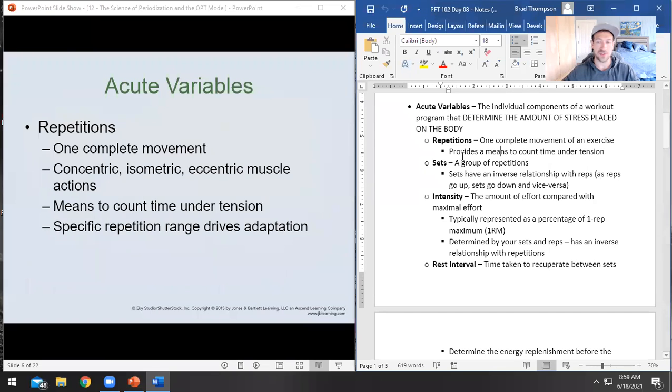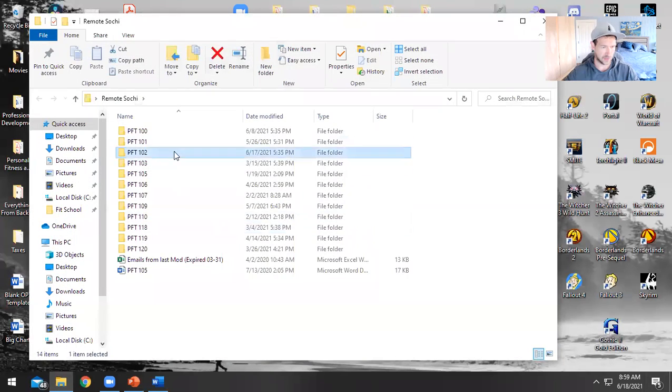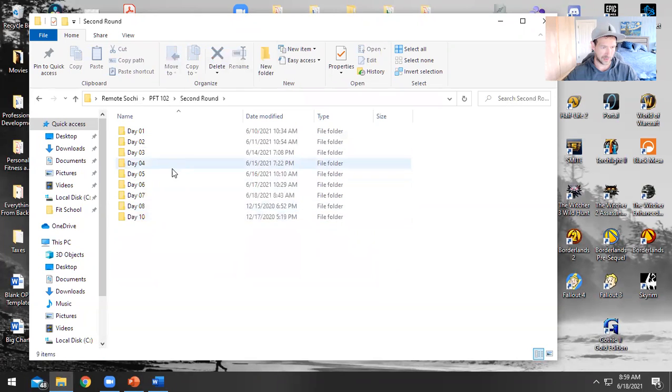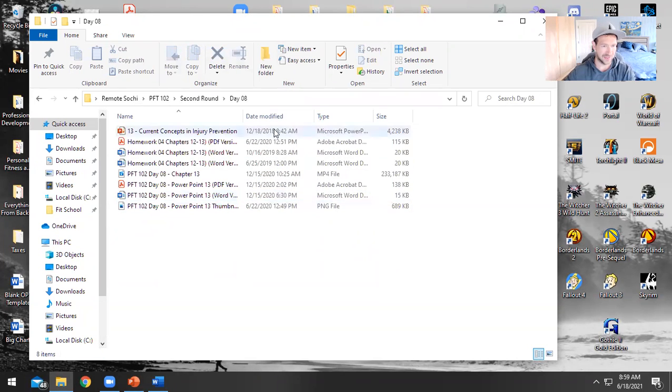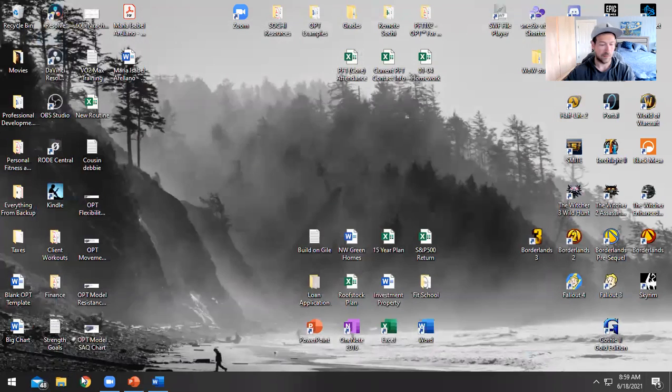Looking at our acute variables, the first one is going to be our repetitions. Actually, hold on one second. I just want to take a look at one thing real quick before I really launch into this.